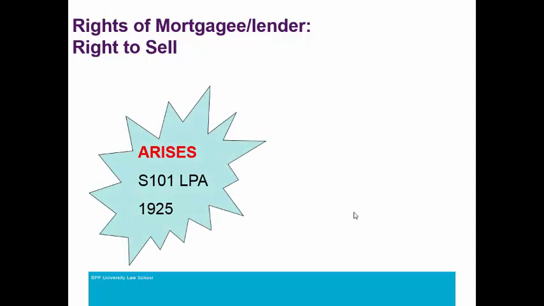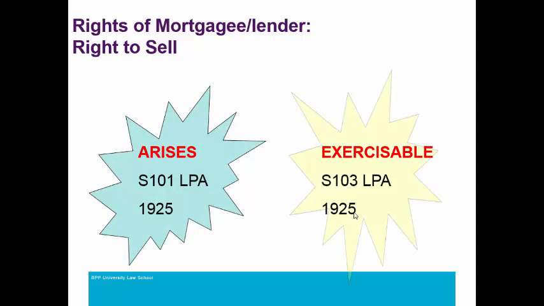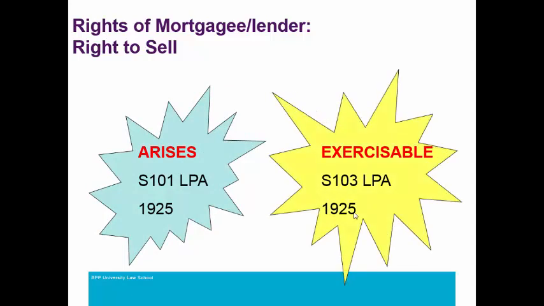The second important right for the lender is the power of sale, and again I mean a right to sell where the sale can take place without a court order. There's two things you need to distinguish here. First of all, the power of sale arising, and secondly, the power of sale becoming exercisable.